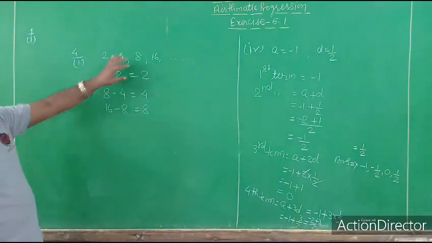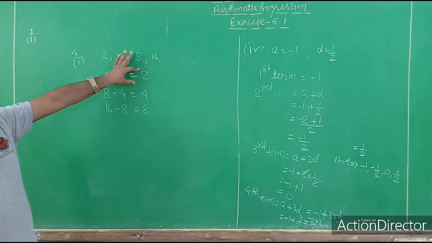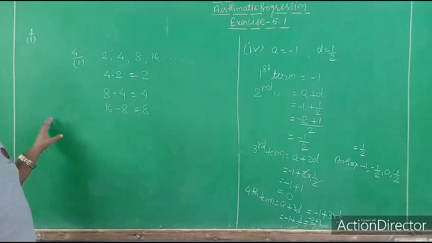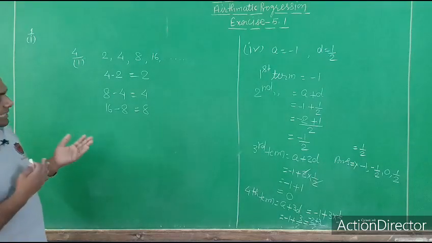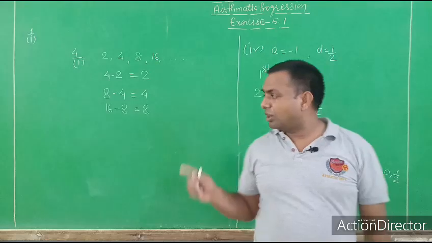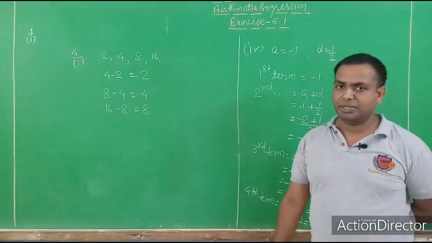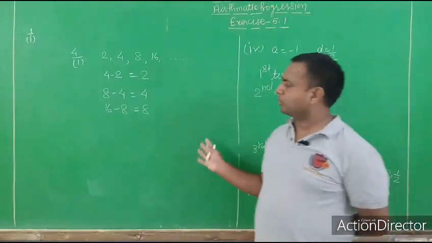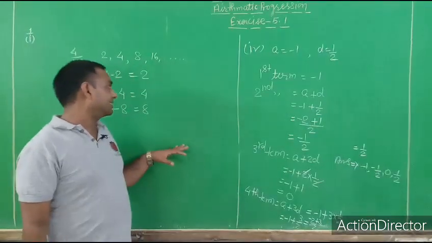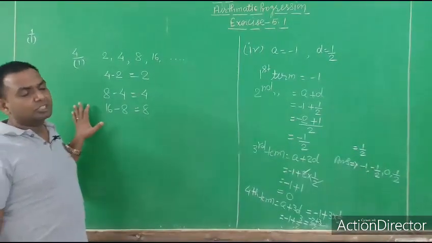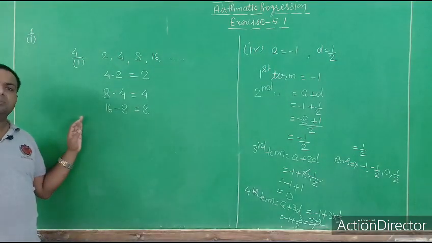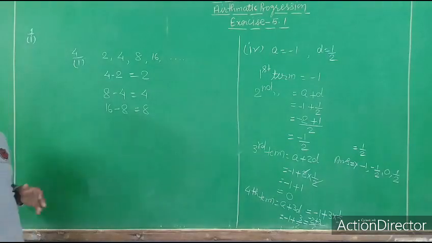So you see, the first difference is 2, the second difference is 4, the third difference is 8. So in each case the differences are different. So you can say this is not an arithmetic progression, because for an arithmetic progression the difference is always equal, but here the difference is 2, 4 and 8. So you can say this question is not related to arithmetic progressions. Okay, all of you understood?